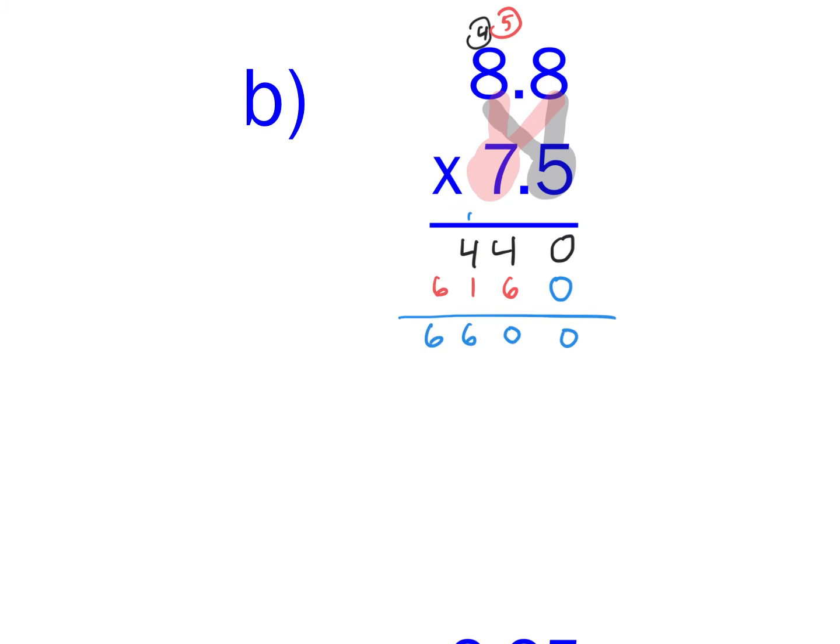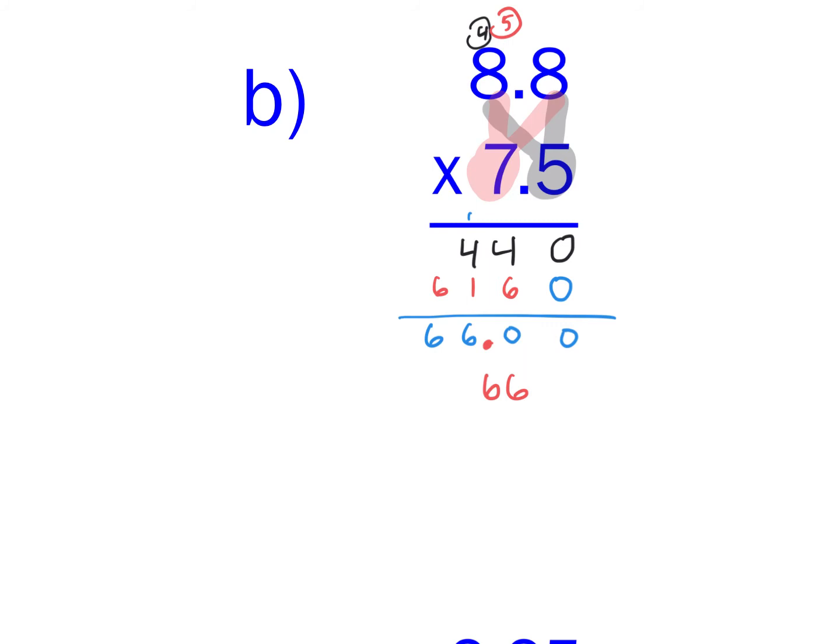And now, how many decimal places were there in the question? Well, there's 1 here, and there's 1 here, for a total of 2. So that would be 1 decimal place. This is 2 decimal places. So the decimal goes right here, and our answer is 66.00. Of course, that's just the same as plain old 66, because if there's just zeros after a number and a decimal, then it's just a whole number. It's 66.